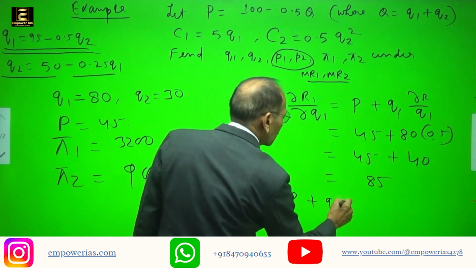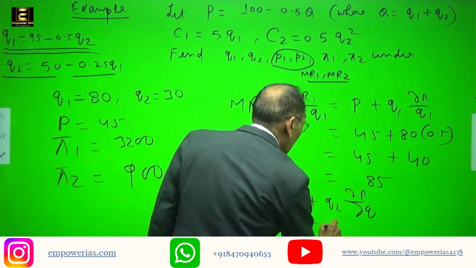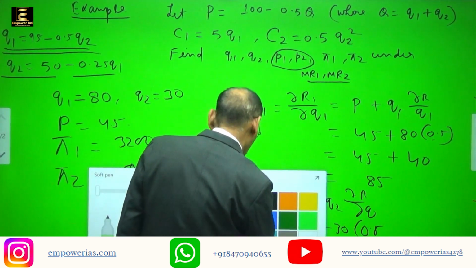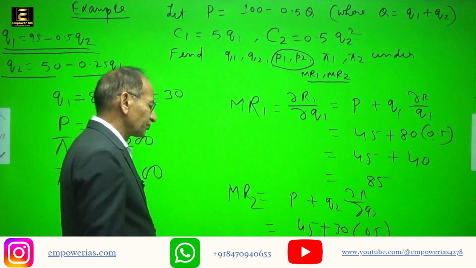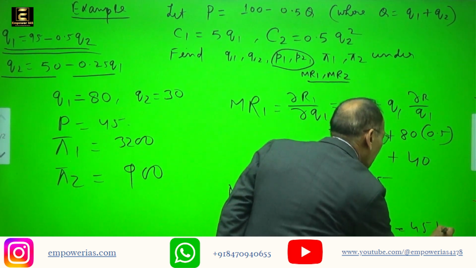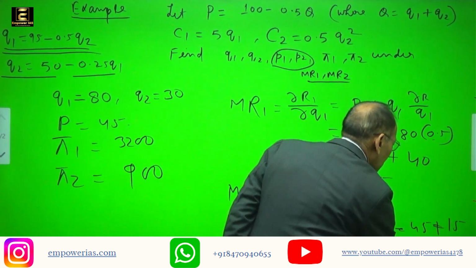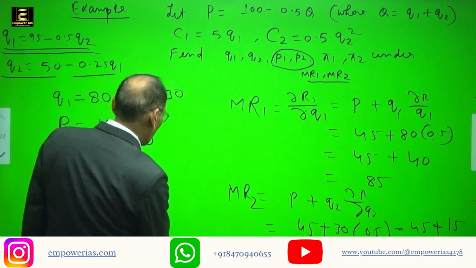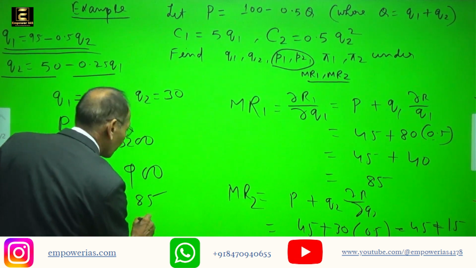MR2 equals P plus Q2 into 0.5, which is 45 plus 30 into 0.5. You solve it, it will be equal to 45 plus 15 equals 60. Then you have got the value MR1 equals 85, MR2 equals 60. Now, what conclusion do you draw?